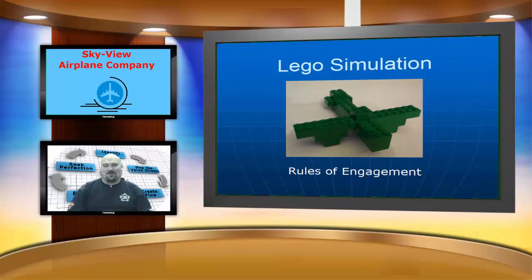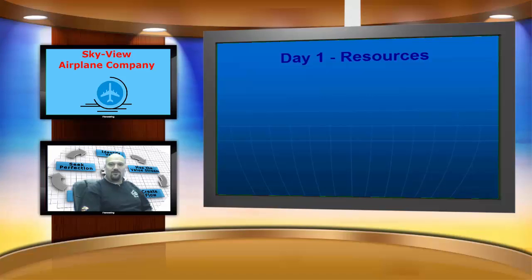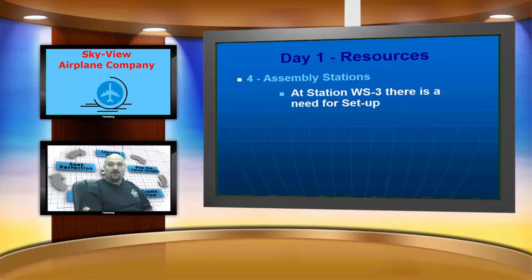Now let's get familiar with the rules of engagement for day one. This simulation will have resources that remain the same over the next 3 days. For workstations 1 through 4, they are assembly stations. We have one operator for each of these stations. At workstation 3, we have a need for a setup.